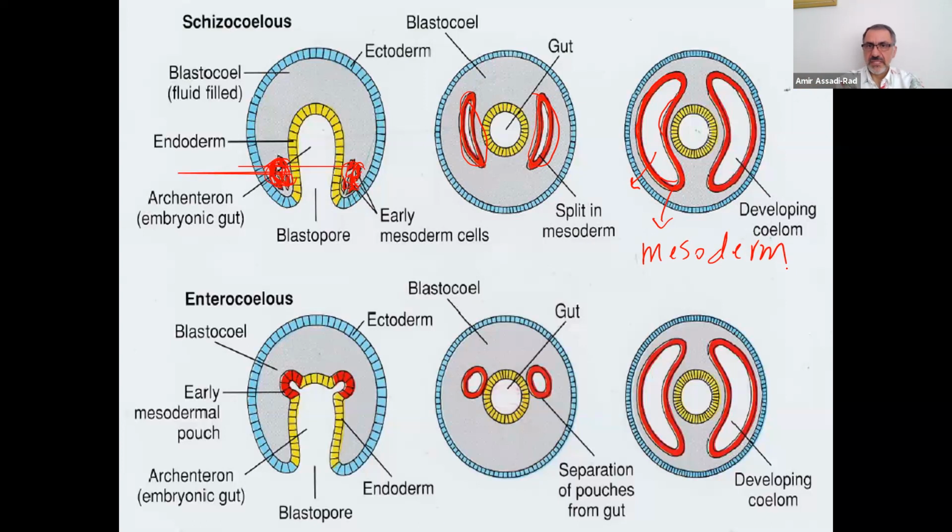Right? This is endoderm and this is ectoderm. Now, in case of enterocelous animals, at the end of the gut, right here, the cell starts forming an out pocket. That's what they call enterocelous, out pocketing, versus splitting, schizocelous. And of course, the end product is the same. At the end of the day, they form a sac.